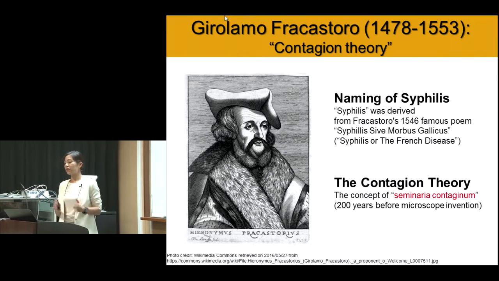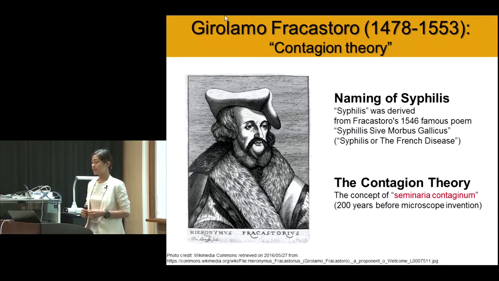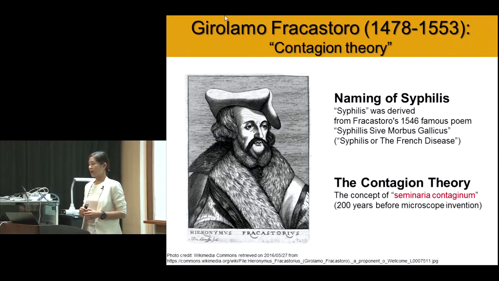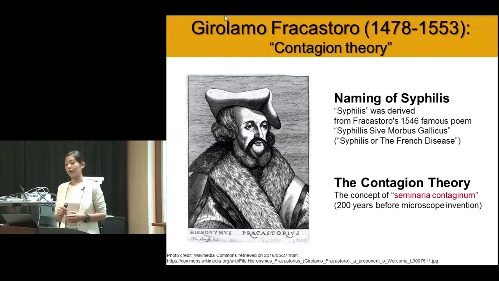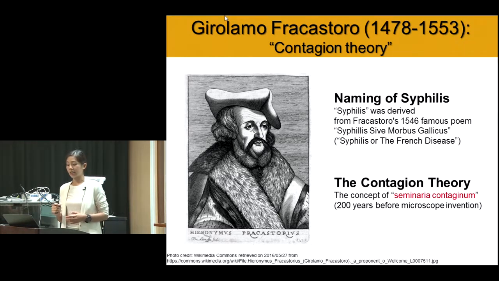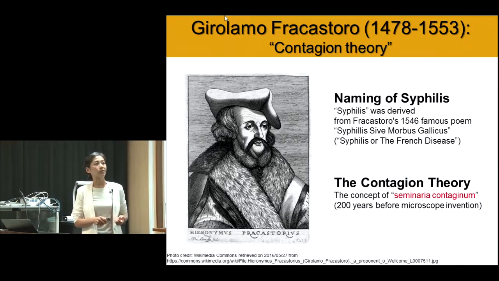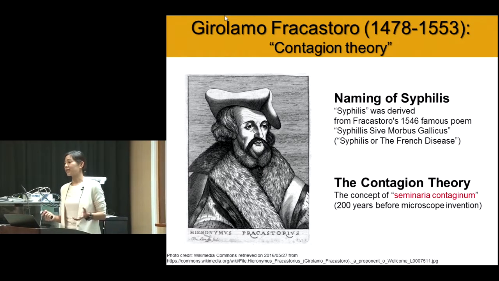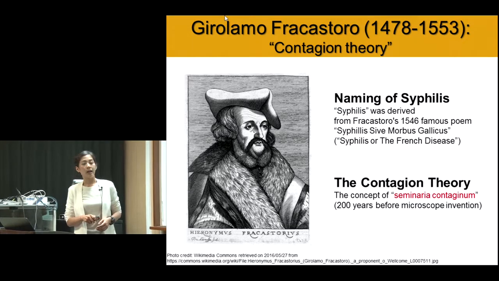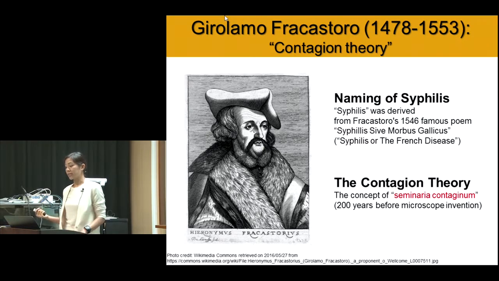Again, returning to the historical views of the causation of infectious disease, Fracastoro was an Italian physician, a poet, an astronomer, and also a geologist. He was also an important historical figure from the 16th century. First, for his naming of syphilis, which was derived from his famous poem, when he described a legend of a very handsome young shepherd named Syphilis, who, as punishment from the god, was punished with a terrible disease and suffered syphilis.